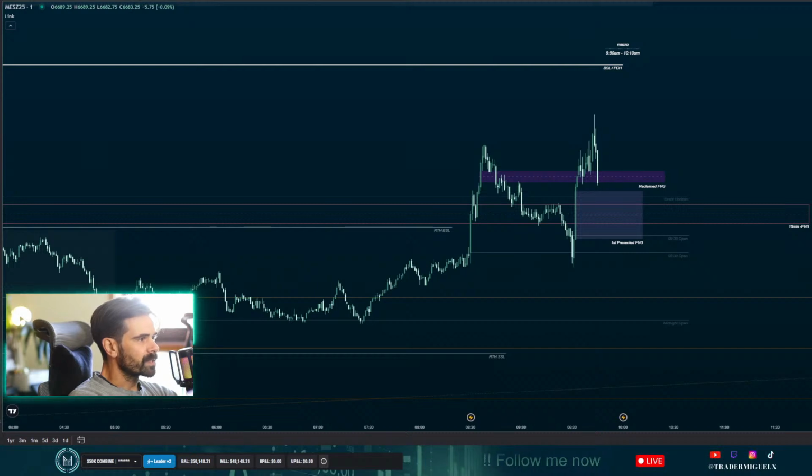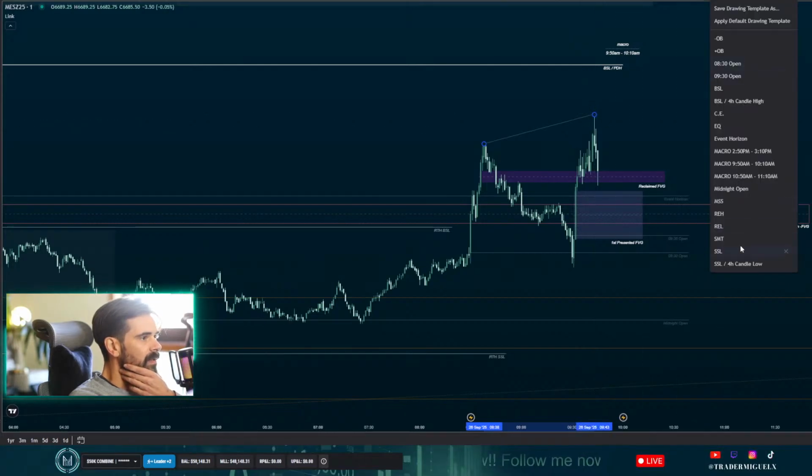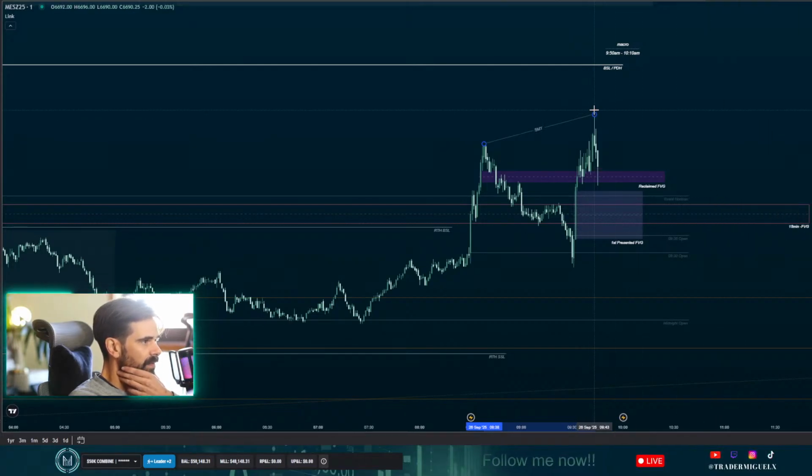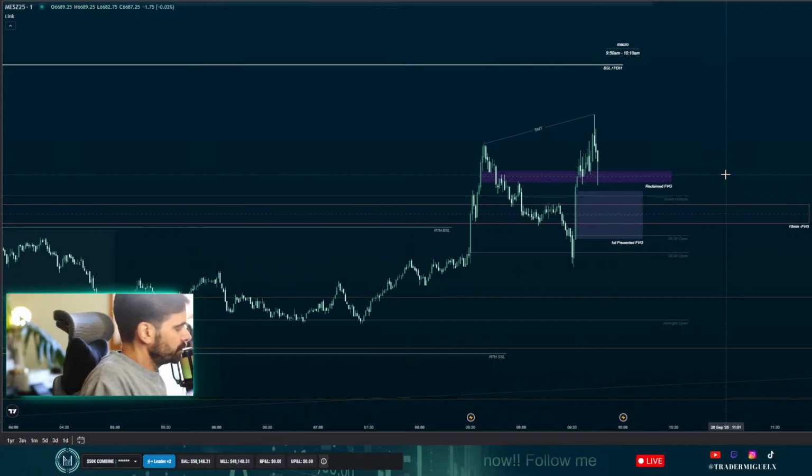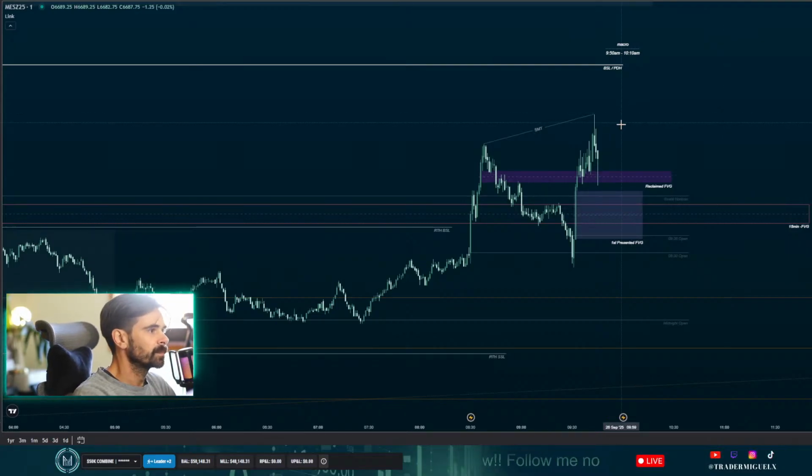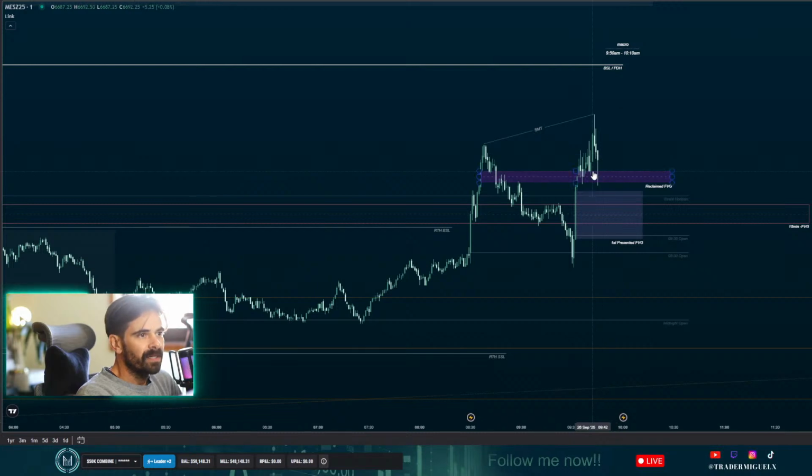So right now, ES is falling. We have an SMT here, which I already talked about. The SMT was followed by some displacement, but the reclaimed fair value gap is kind of holding for now. So kind of a strange price action here.